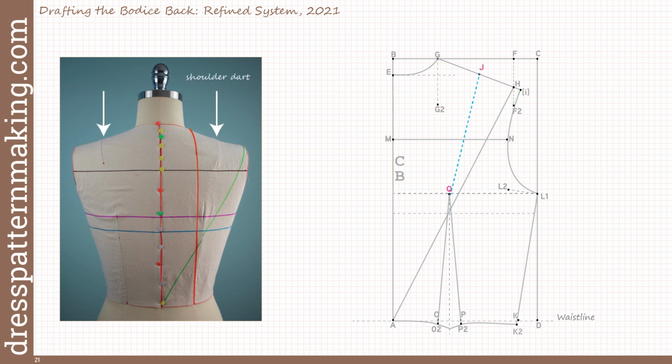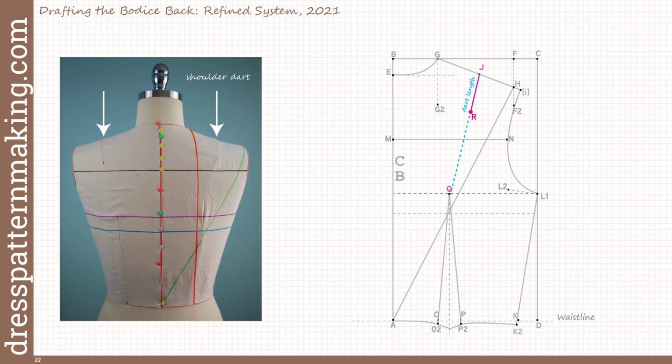Now we'll construct the shoulder dart. Draw a guideline from point Q, the waist dart point, and point J on the mid shoulder. From point J, measure down that guideline for 7.5 centimeters and mark the dart point R. Now when I say 7.5 centimeters, with all these things, that's a starting point that may need to be finessed. It may be different from person to person.